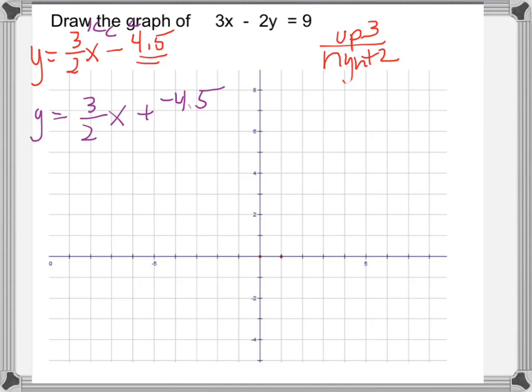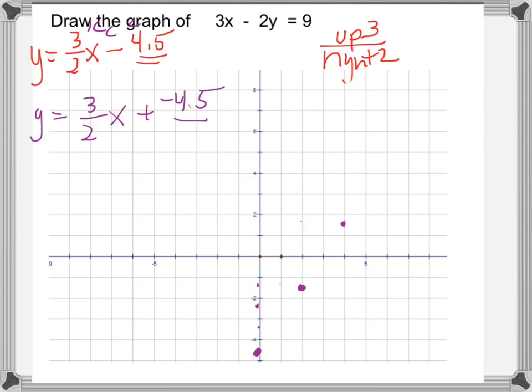So we want to plot negative 4.5, and that's just on our graph down here. So we plot the y-intercept, and then we use the slope in order to find 2 other points. So this is going up 3, so 1, 2, 3, and right 2, 1, 2. So here's a new point right here. Do it one more time, 1, 2, 3, and right 1, 2.